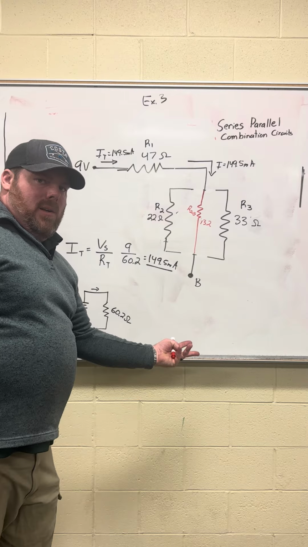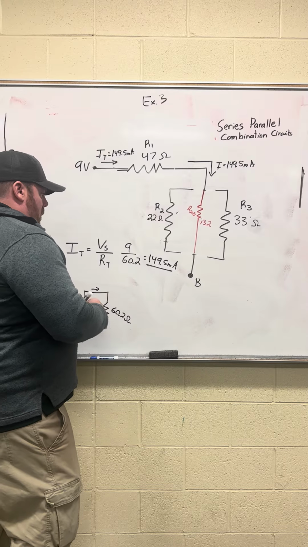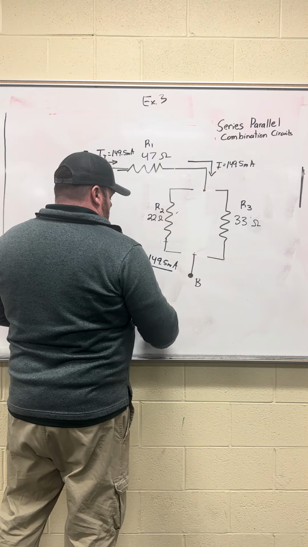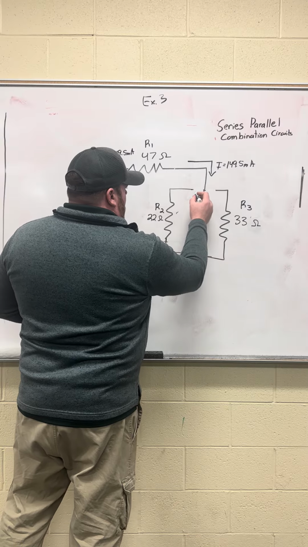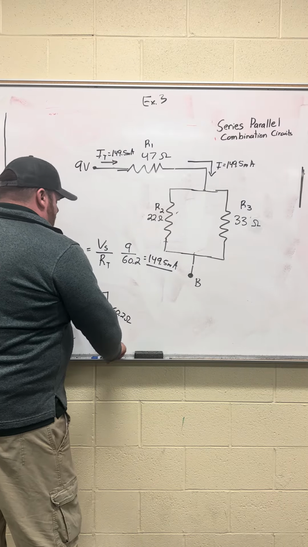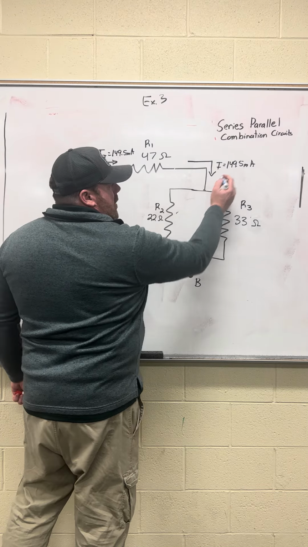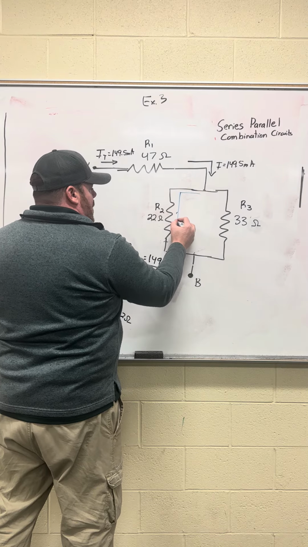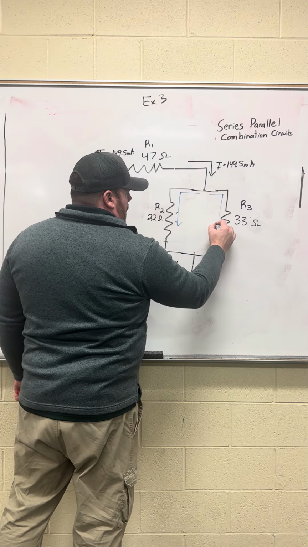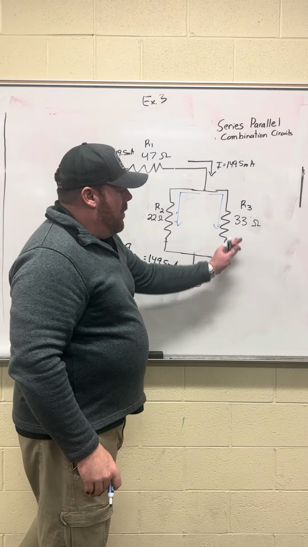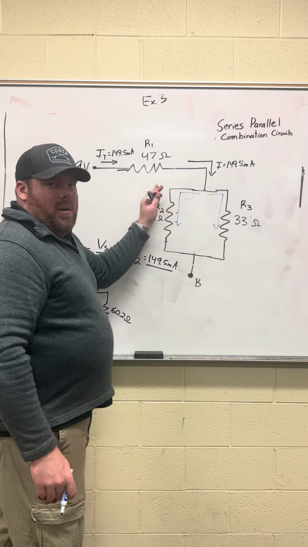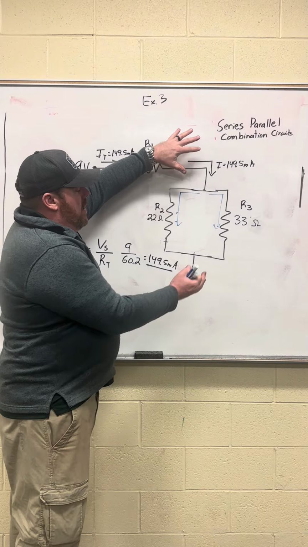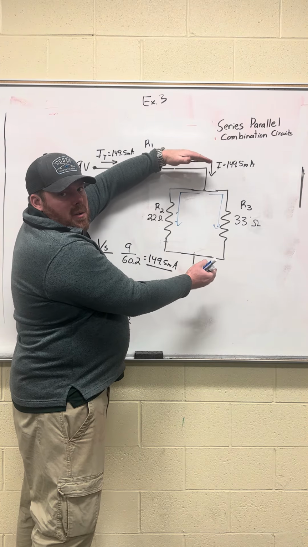But what happens here? If we reconstruct our circuit back to its original, we know that when this 149.5 milliamps reaches this node, it's going to go in two different branches. Part of it's going to go through this resistor, and part of it's going to go through this resistor. So now we're going to forget the rest of this equation exists. We're just going to look at this portion right here.